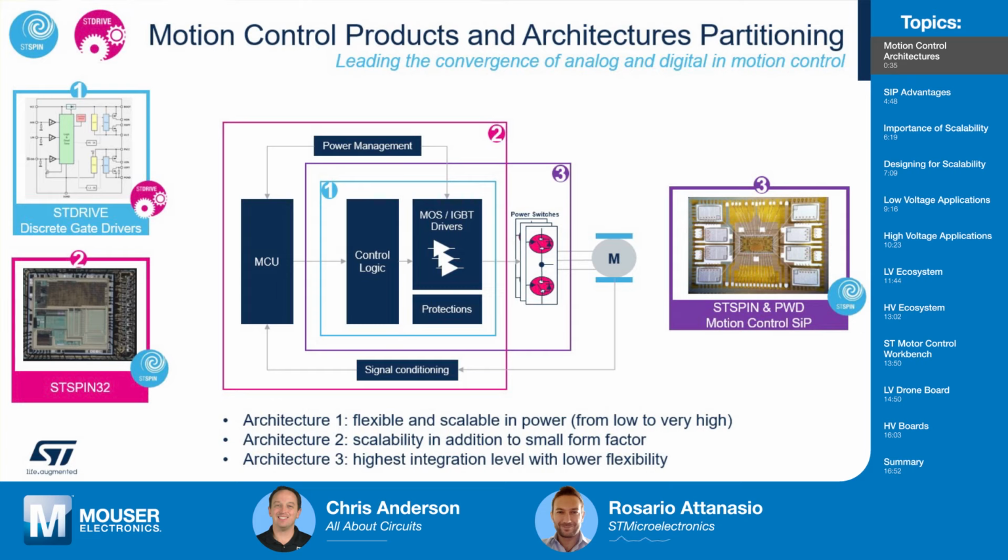Here basically we bring inside one package the MCU, the control logic and the gate drivers, as well as the power management and the signal conditioning. So we realize what we call a system in package or an SIP. This brings several advantages. The main one is a smaller form factor compared to architecture number one, and also the possibility to scale in power.